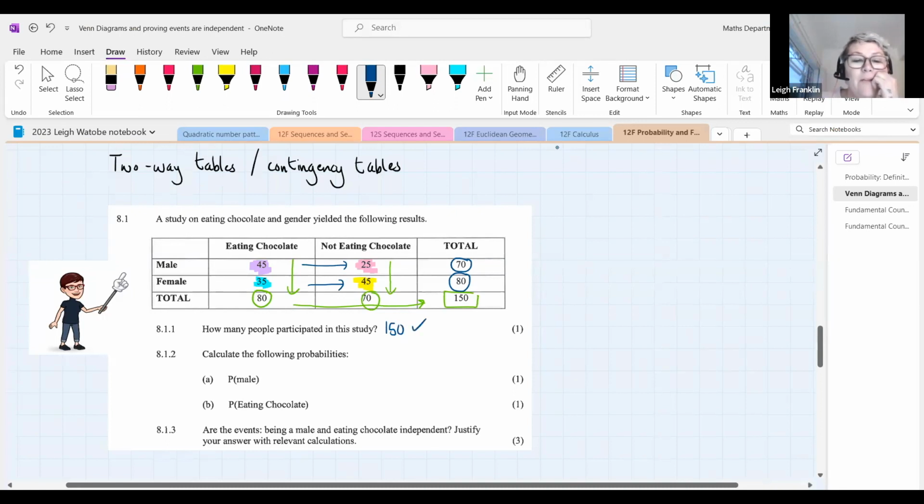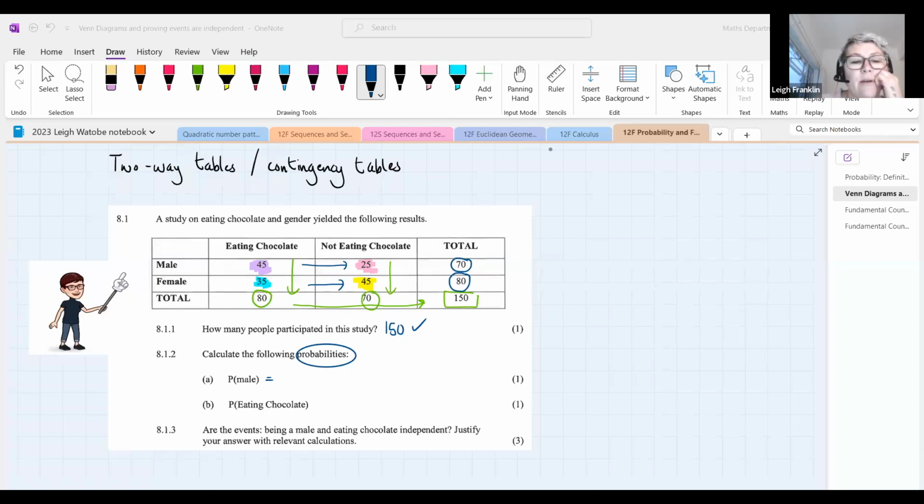Awesome. Now they want us to calculate some probabilities. So in A, it says, what is the probability of a person being male and being chosen? What would that be? What do you guys think it would be? That's it. Well done. 70 out of 150. And again, we could simplify. That's it. Good. So 70 out of 150.